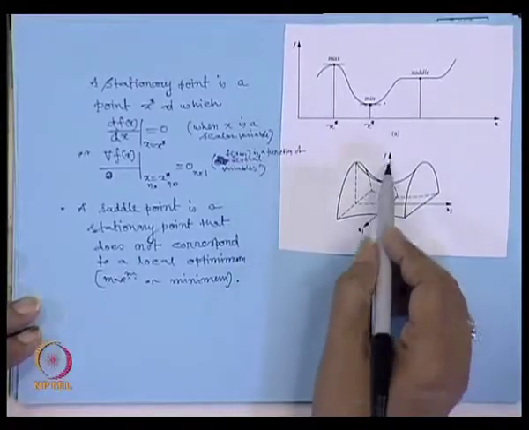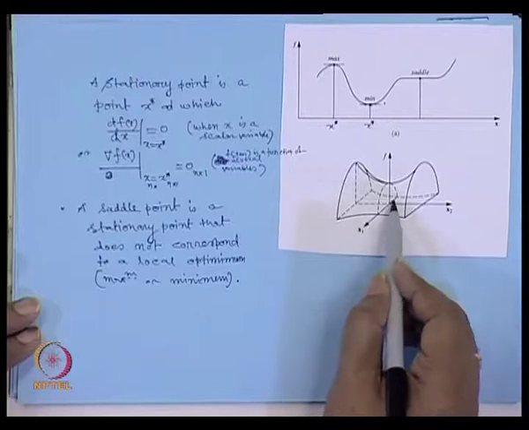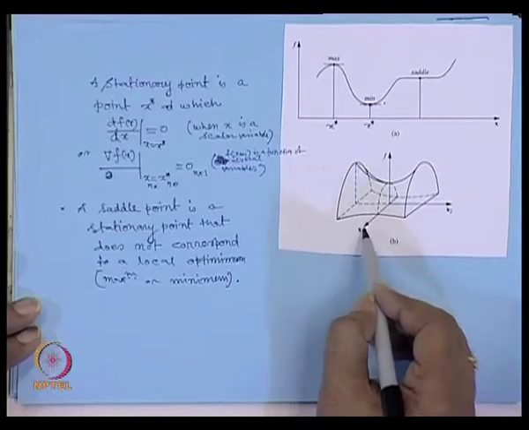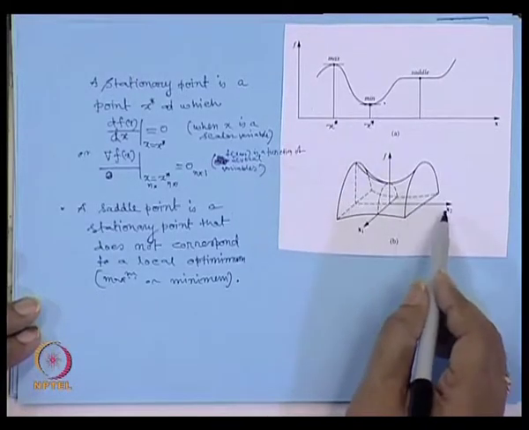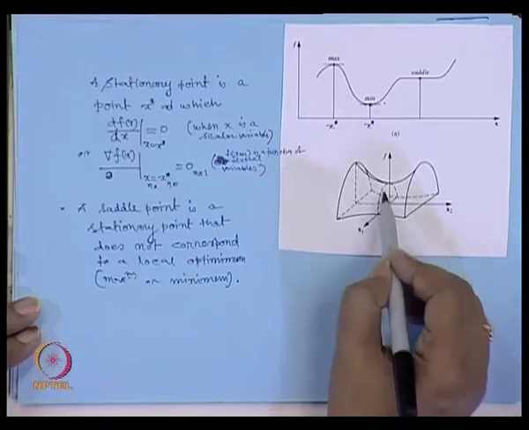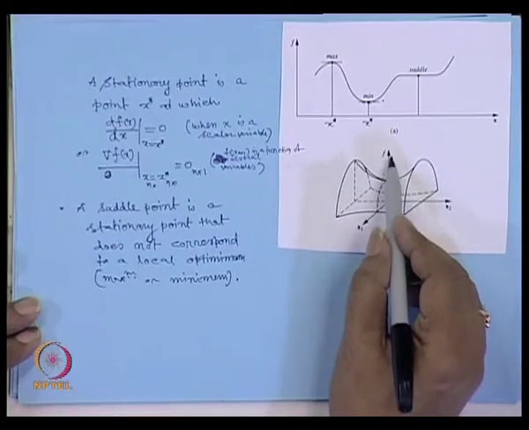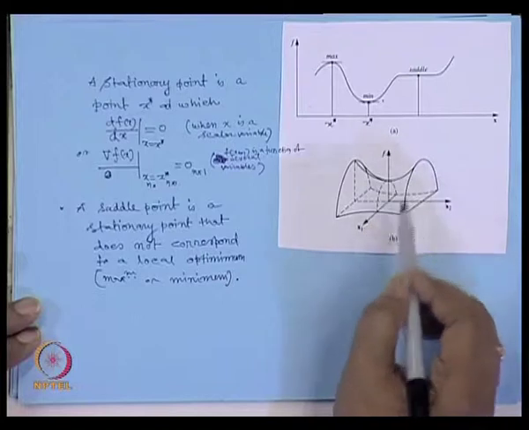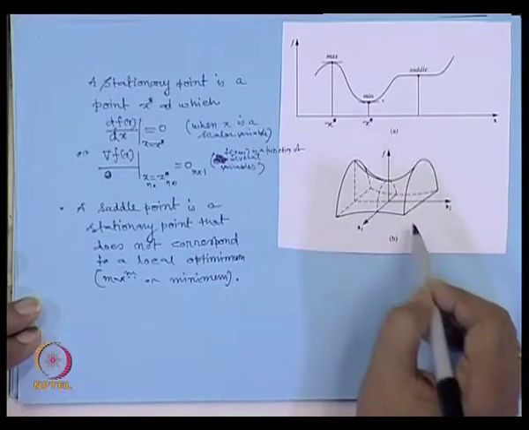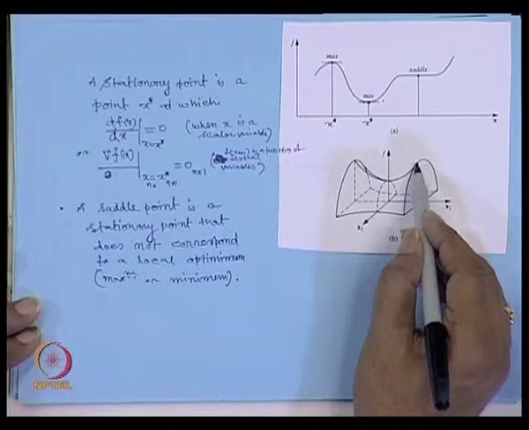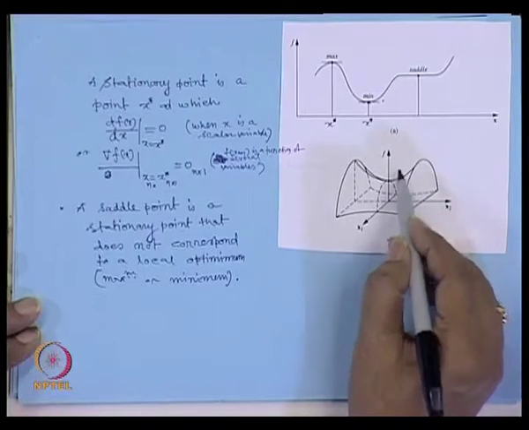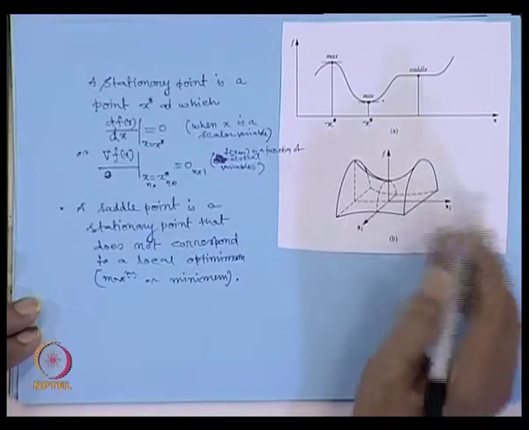Agree? So, this figure shows that the function f is a function of x 1 and x 2, and the function value we have plotted in the z direction, and this is the function shown. So, you see it has a maximum value here and a minimum value here.